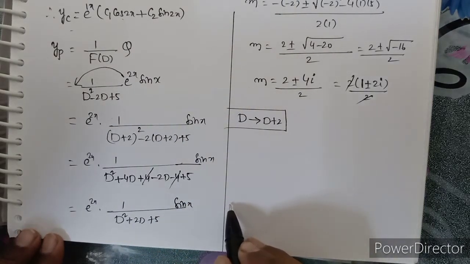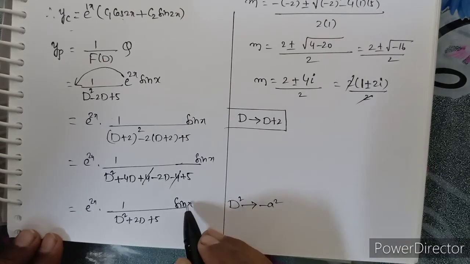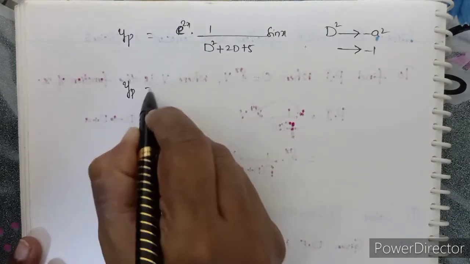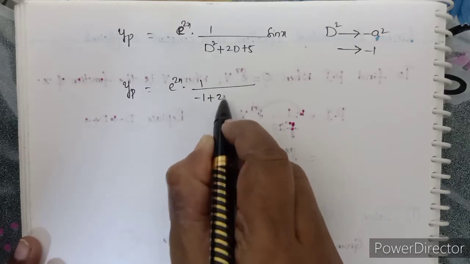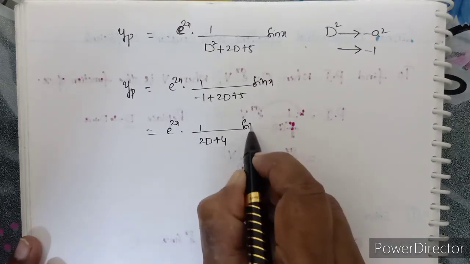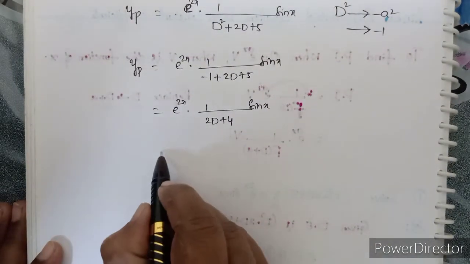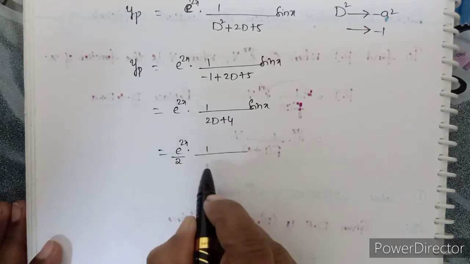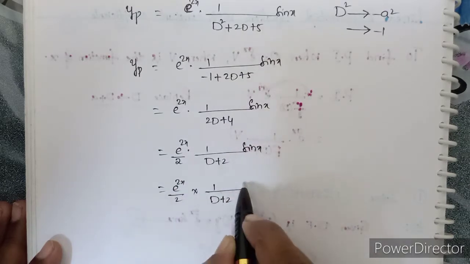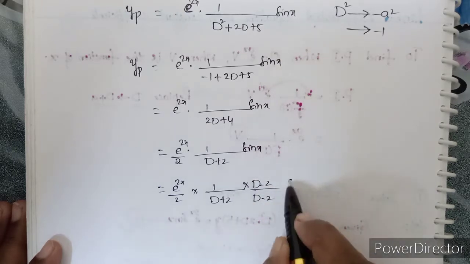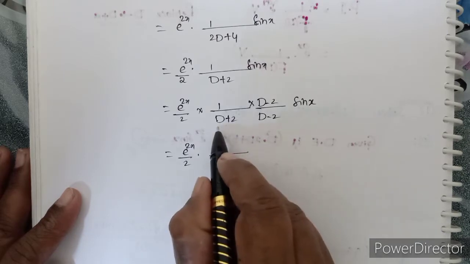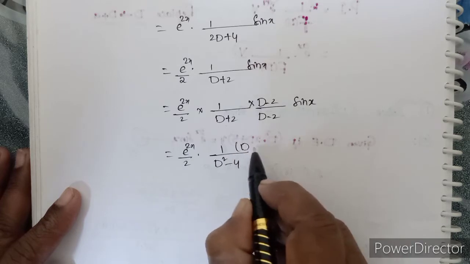According to the formula, D squared is replaced by minus a squared. Here a is 1, therefore D squared is replaced by minus 1. Yp is equal to e^(2x) into 1 by minus 1 plus 2D plus 5 into sin x, which is e^(2x) into 1 by 2D plus 4 into sin x. Now we can take 2 as common: e^(2x) by 2 into 1 by D plus 2 into sin x. Rationalizing the denominator, multiply by D minus 2 over D minus 2: e^(2x) by 2 into 1 by D squared minus 4 into D minus 2 into sin x.